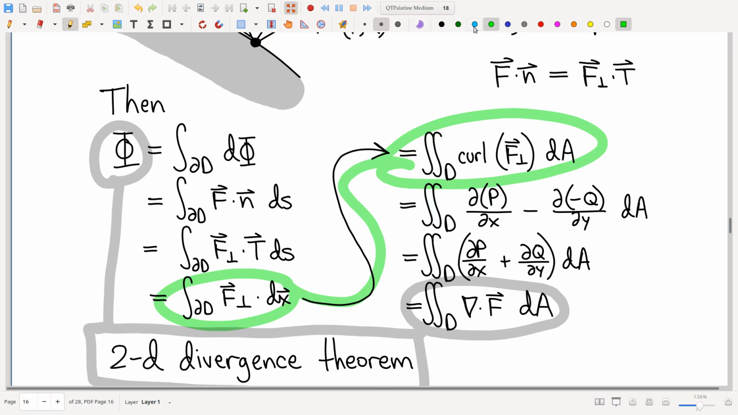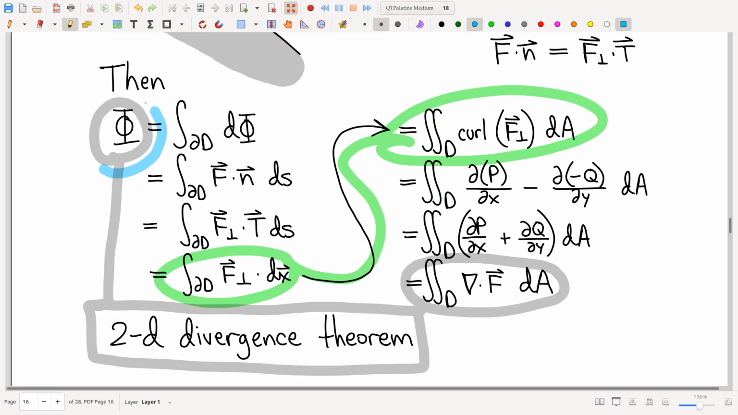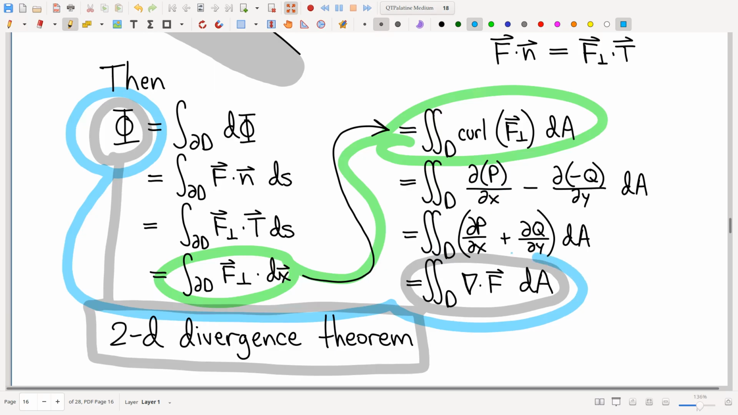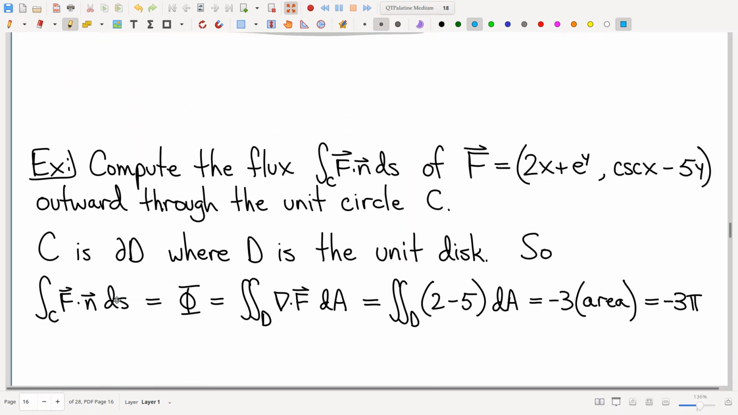But the punchline is that we have ourselves a new theorem. Boundary flux is computed with a double integral of divergence. So that's our new theorem. It's called the two-dimensional divergence theorem. And if you find yourself in any situation where you're looking at a two-dimensional region and you're interested in the flux through the boundary of that region, an option, and usually a really good one, is to do a double integral of divergence on the interior. Very often, very helpful. So let's see that in action.